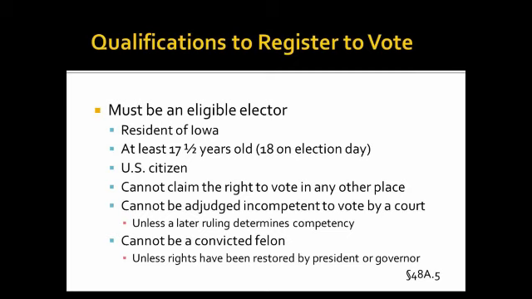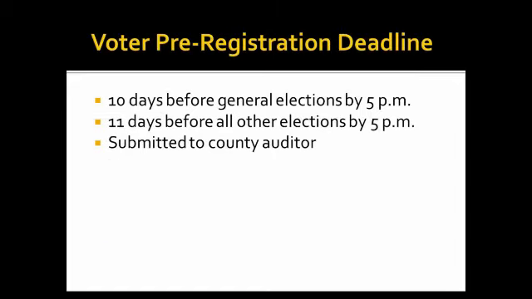We have a voter pre-registration deadline in the state, which is 10 days before general elections by 5 p.m. and 11 days before all other elections by 5 p.m. The voter registration applications must be submitted to the county auditor's office by this deadline. If the applications are submitted by this deadline, the voter will appear on the election register when they show up at the polling place to vote.